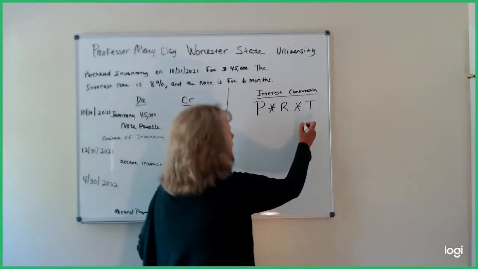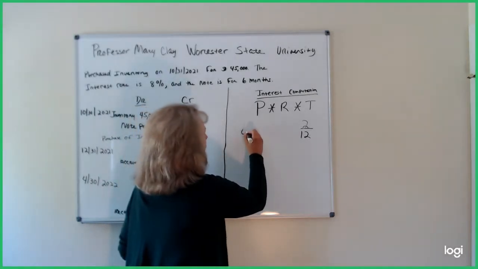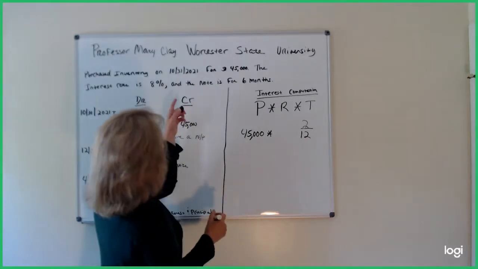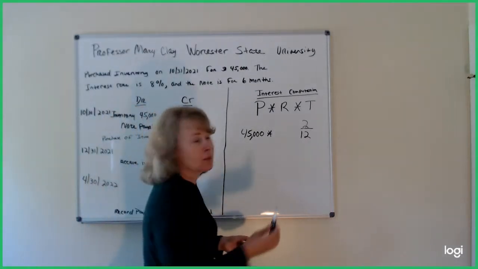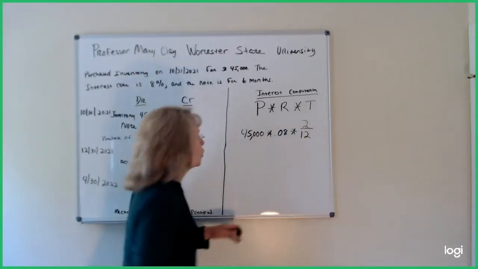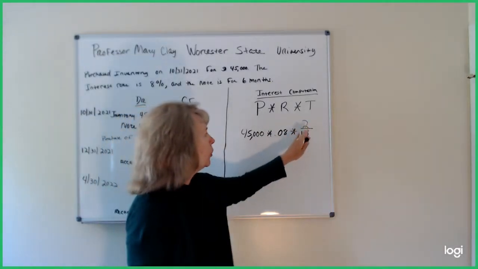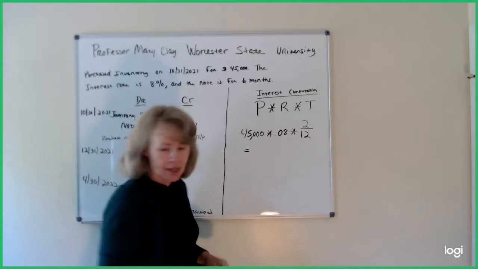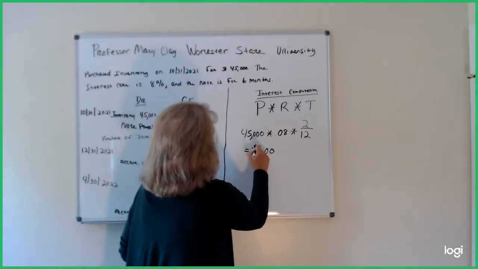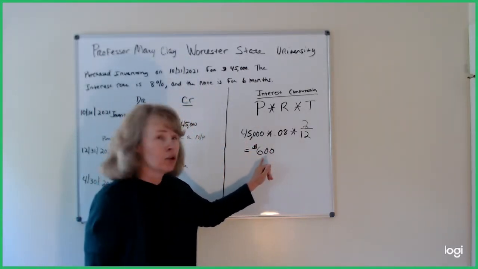Now finish it out. You're going to take the principal, which is $45,000. You'll multiply it by the rate, which is 8%. I like decimals, 0.08. And then times 2 over 12. So 45,000 times 0.08 times 2 divided by 12 equals $600. Now you're going to make an adjusting entry for $600.